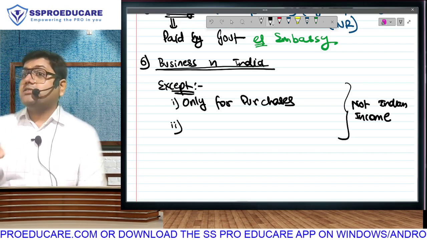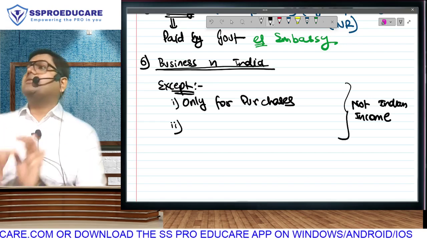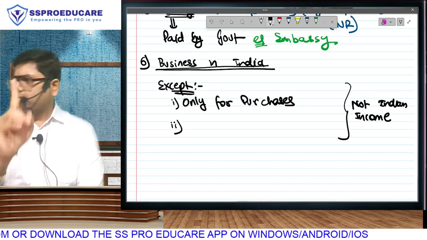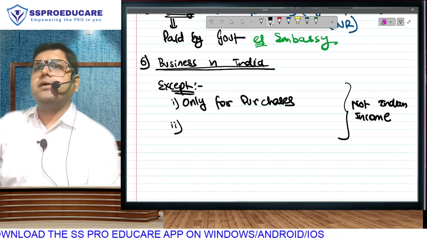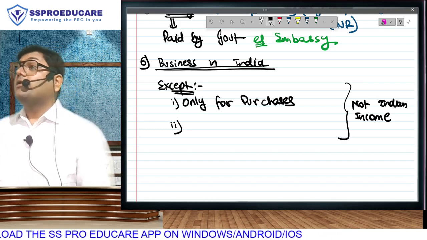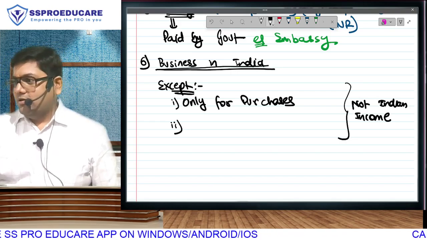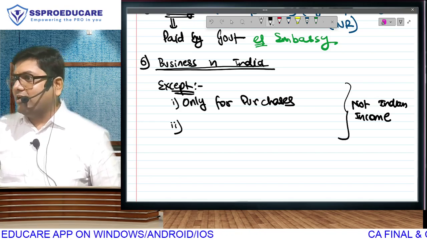And there is some government intention also. Think about that also. Supposing we make this Indian income, what will be the impact? So you understand 360 degrees of all the provisions in the law. Supposing we make this Indian income. So what is the impact? It will become taxable. And if it becomes taxable, they will stop coming to India for purchasing. Poor guys, the sellers who are selling here will lose that market.